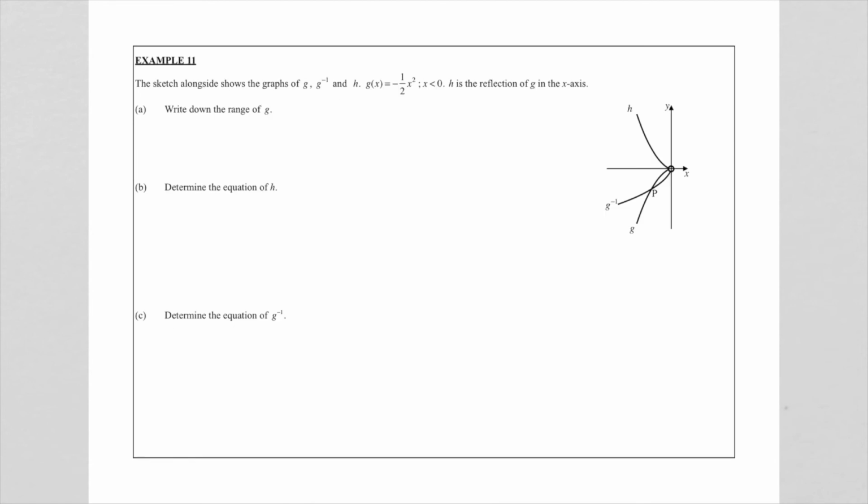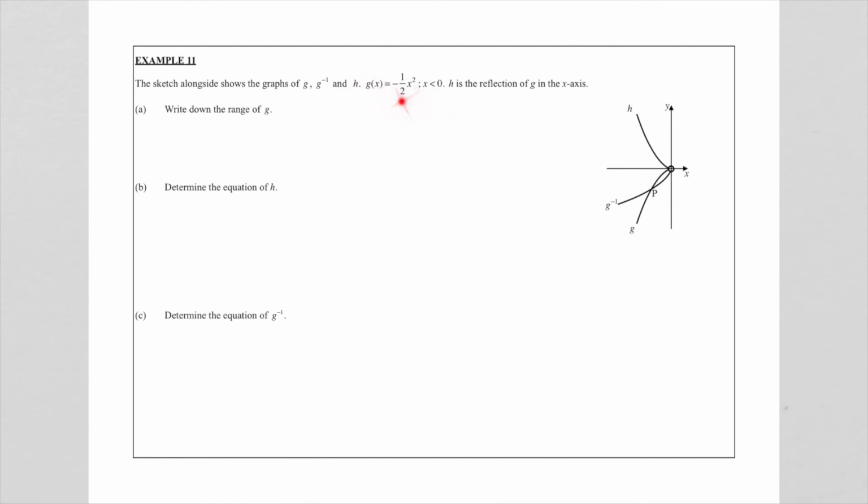This is a new problem that we're going to do in example 11. The question says that the sketch alongside shows the graphs of g, the inverse of g, and h. If you look at this drawing, you will see the graph of g right here, the graph of the inverse of g, and then the graph of h. The drawings are given to us, but we don't have all the equations. They only gave us the equation of g(x).